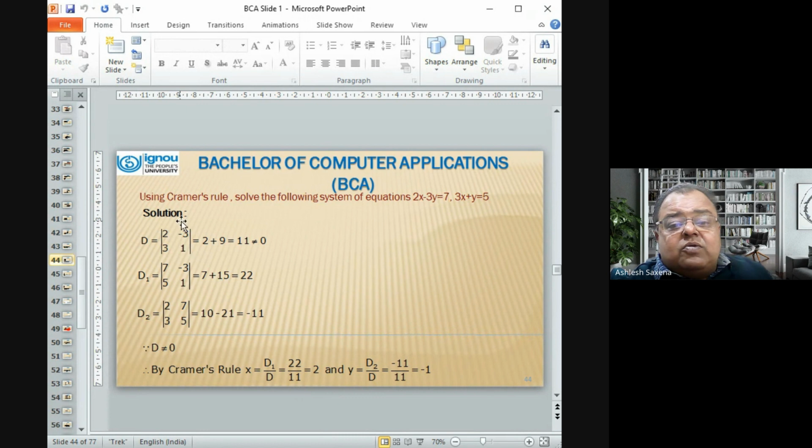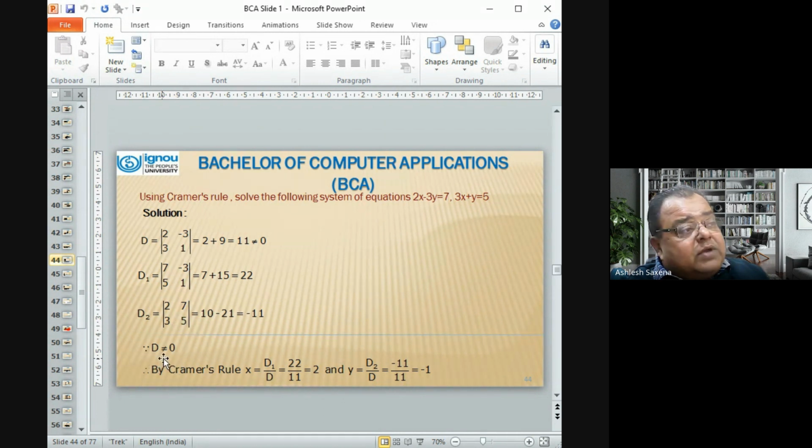Solve it. 2 plus 9 will be 11. D is not equal to 0, so we can move further. D1: replace this 2, 3 by 7 and 5. Replaced. 5 plus 15, it becomes 22. And D2: replace this y column by 7, 5. Replace. 5 times 2 is 10, minus 21 becomes minus 11.